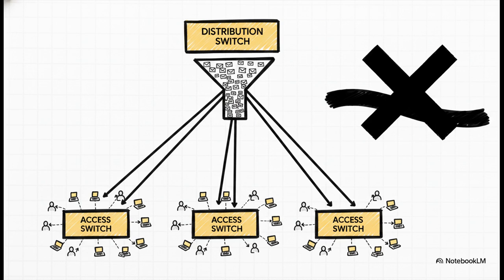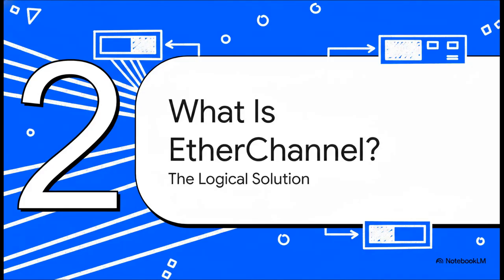Now, you might be thinking, hey, just buy a fatter, faster cable. But constantly ripping out and replacing cables for higher speeds, that gets insanely expensive and it's just inefficient. We need a much smarter way to handle this bottleneck. Which brings us perfectly to Section 2, what is EtherChannel?